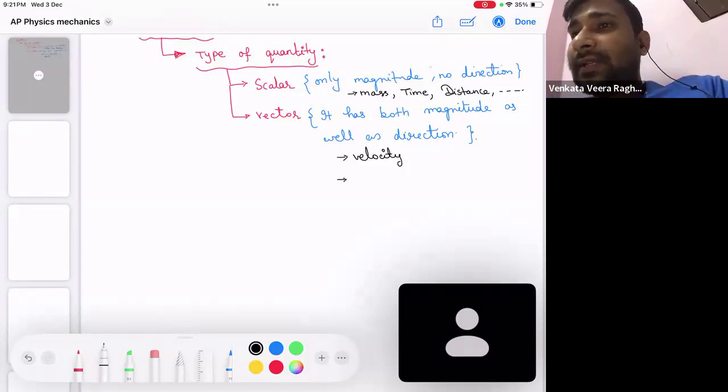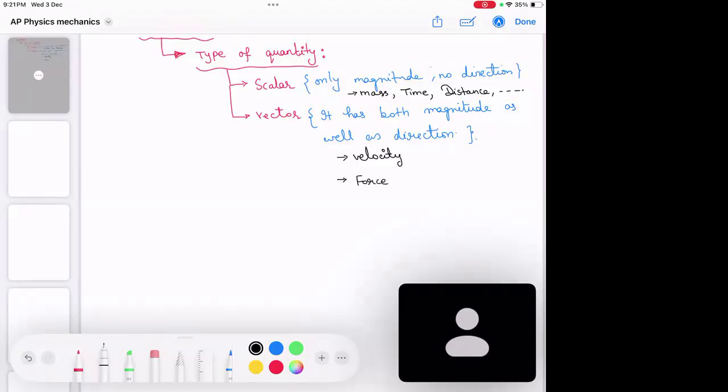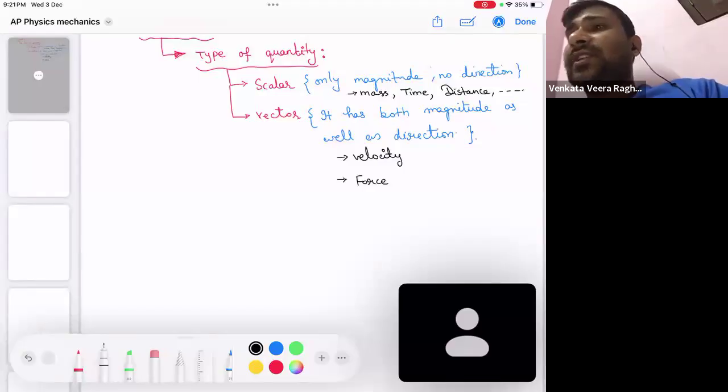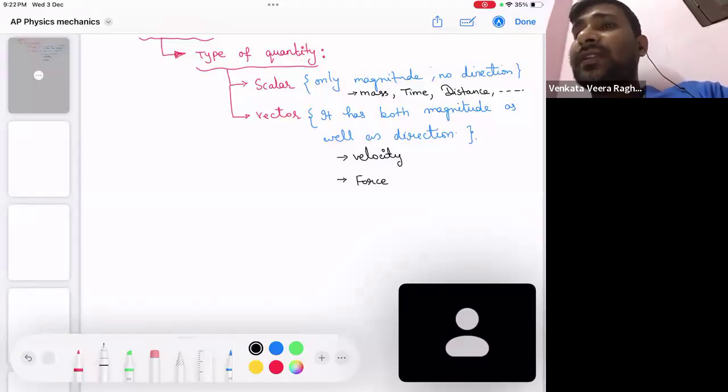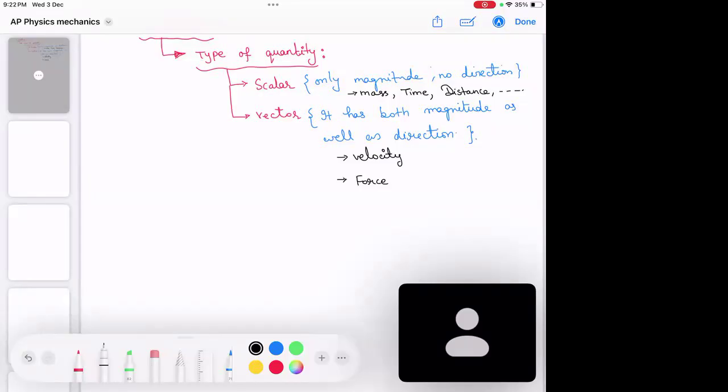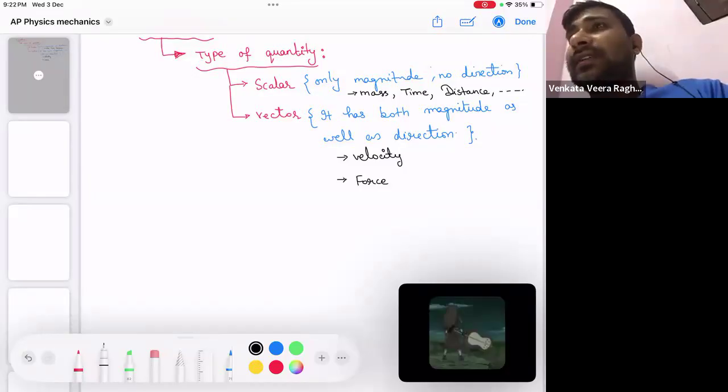Can you tell me another example? Can we take force? Force, right? Like if I ask you, what is the gravitational force? Just a common example I'm asking. What is the gravitational force? It is the force of attraction of the earth, you can say that, isn't it? How much force earth is applying on a person or on a particle, that we call the gravitational force.